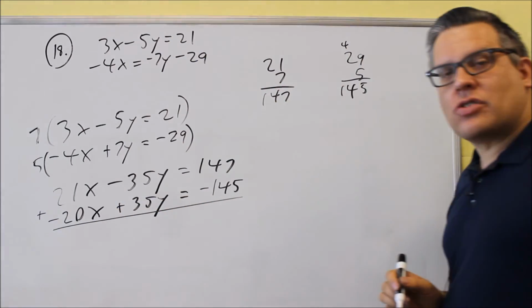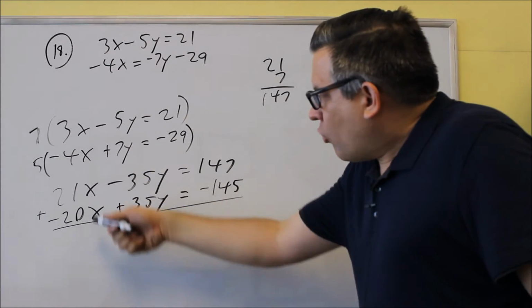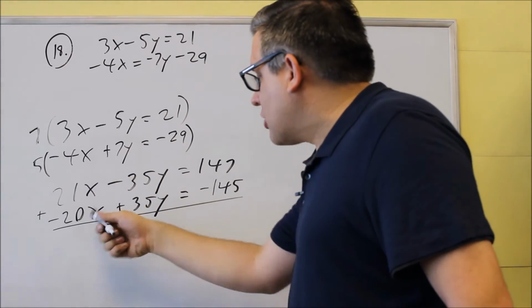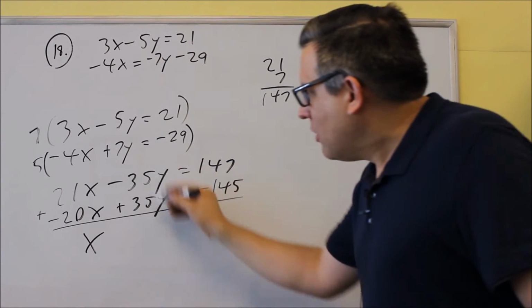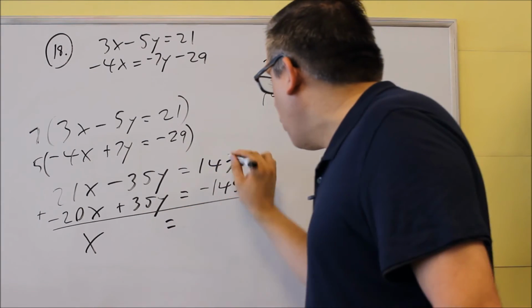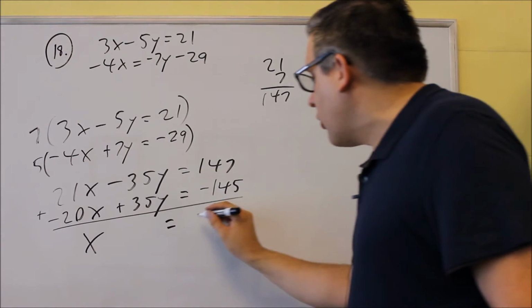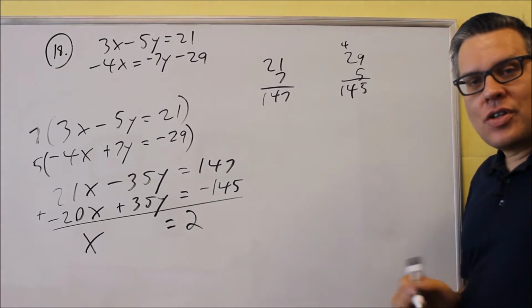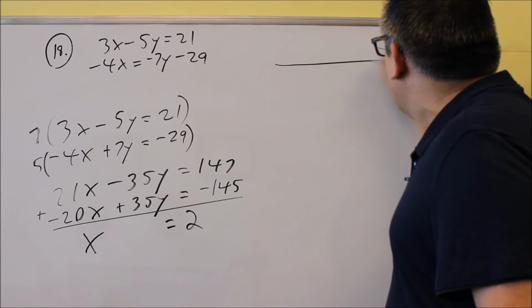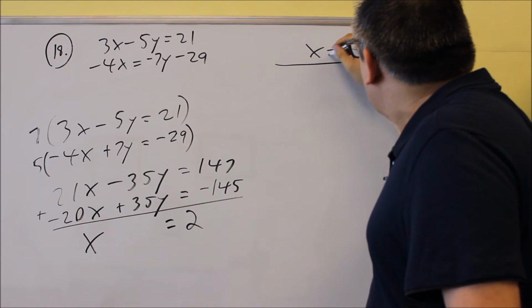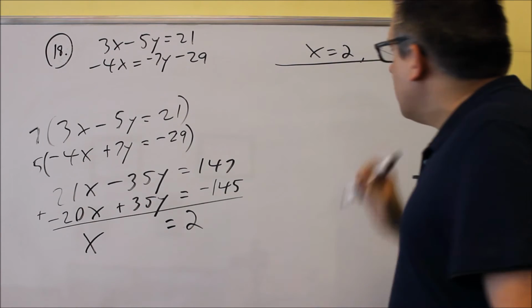What you'll see happening is you get 21x minus 20x, I just get x by itself. The y terms drop out. 147 minus 145, I get 2. So that's my first answer, x is equal to 2. Let me put that on the answer line here. x is 2 is the first answer.